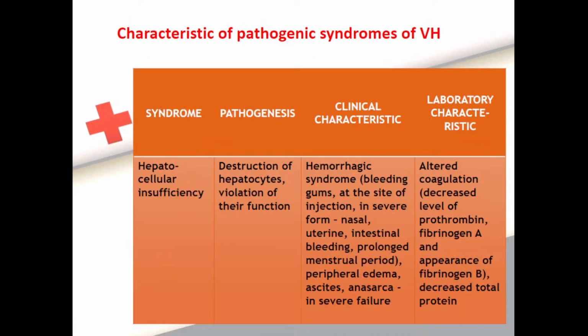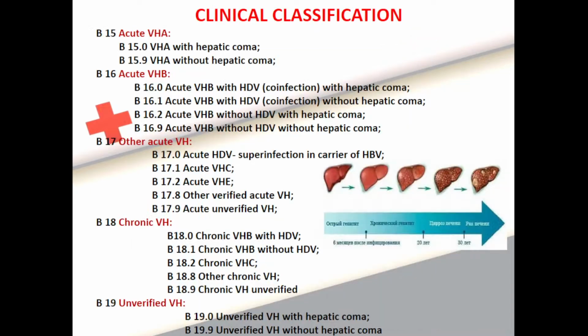Hepatocellular insufficiency: destruction of hepatocytes and violation of their function. Clinically, hemorrhagic syndrome, bleeding gums, bleeding at the site of injection, and in severe forms nasal, uterine, and intestinal bleeding, prolonged menstrual period, peripheral edema, ascites, anasarca, and severe failure. Laboratory characteristics: altered coagulation, decreased levels of prothrombin and fibrinogen A, appearance of fibrinogen B, decreased total protein. Again, hepatocellular insufficiency is a severe or complicated course. Normally, it should be absent in a moderate to mild course.